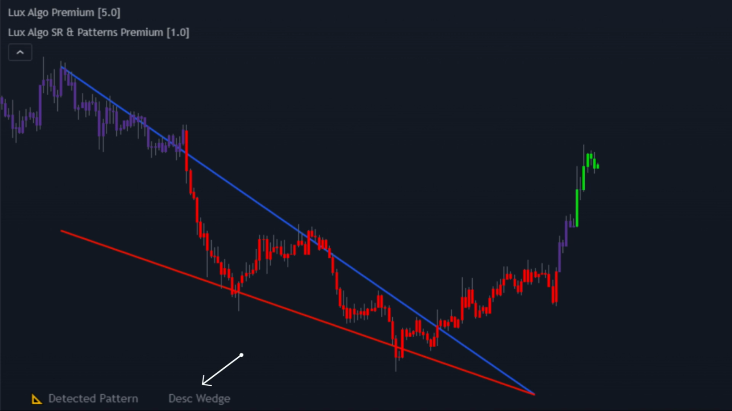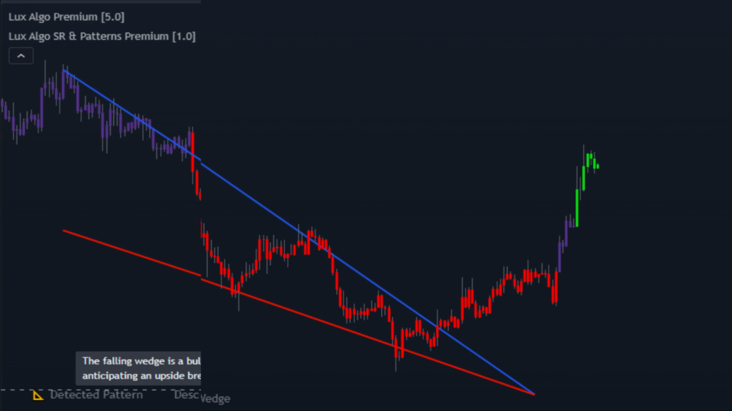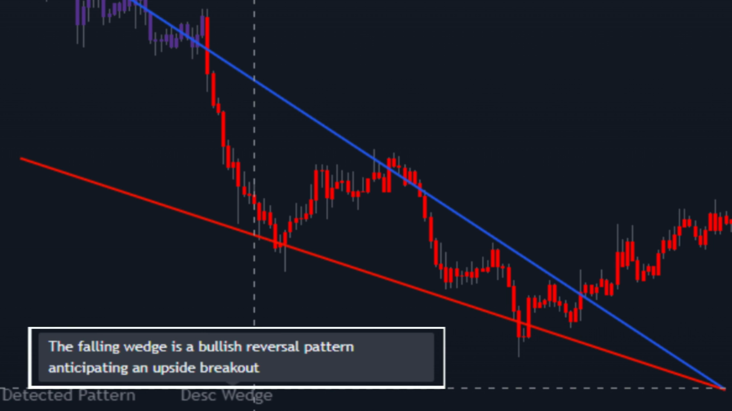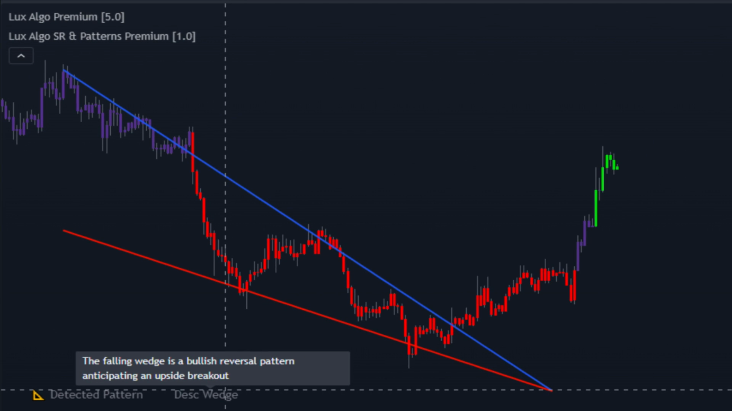The name of the pattern will also appear on the dashboard, located at the bottom of the chart. This can be set to the right or where we have it on the left. If you hover your mouse over the pattern name, a description of what to look out for from such a pattern is also displayed. Here we have a descending or falling wedge, which if you read the description tells us is a bullish reversal pattern anticipating an upside breakout.